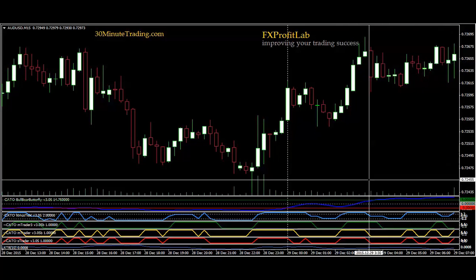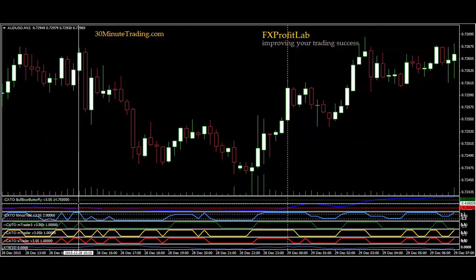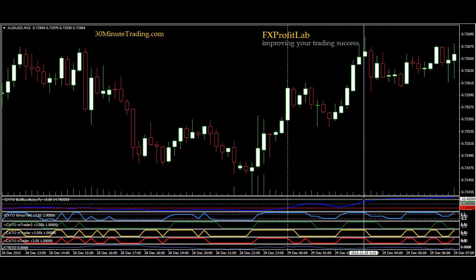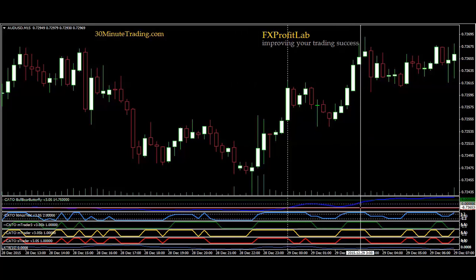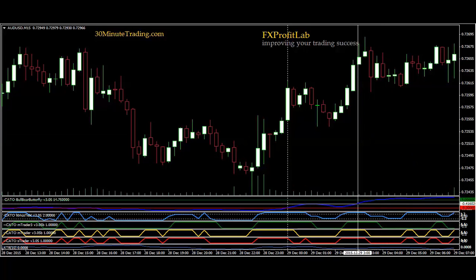This indicator below here, the bull bear butterfly, tells me what trend I'm in. So essentially, if I'm below the red line, I'm going down, short. If I'm above the green line, I'm going up, long. If I'm in the middle, I'm not interested in any trade at all.